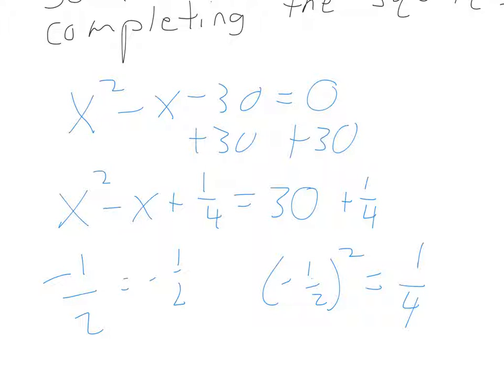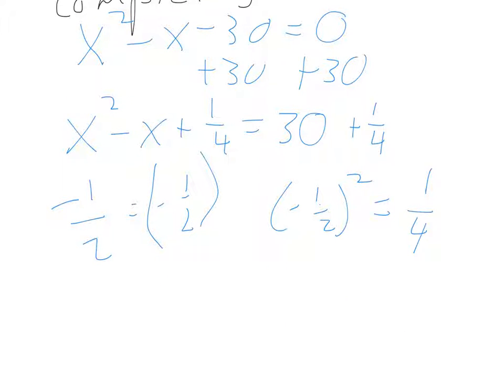So on the left hand side we have x squared minus x plus 1/4, and on the right hand side we have 30 plus 1/4. Now on the left hand side we have x squared minus x plus 1/4. Since the number we got after we divided by 2 was negative 1/2, we can create our perfect square, x minus 1/2 squared. Because if you were to expand x minus 1/2 squared, you would get x squared minus x plus 1/4.